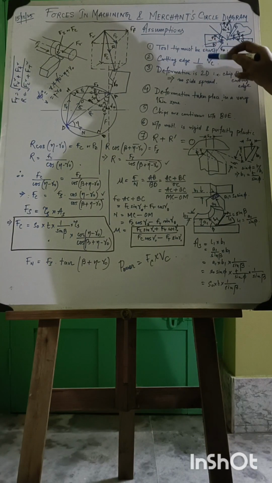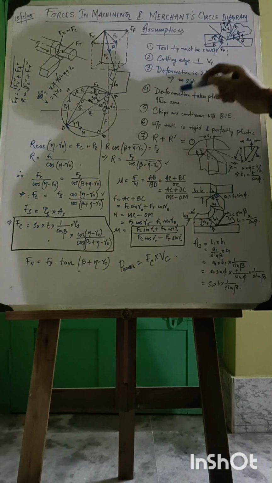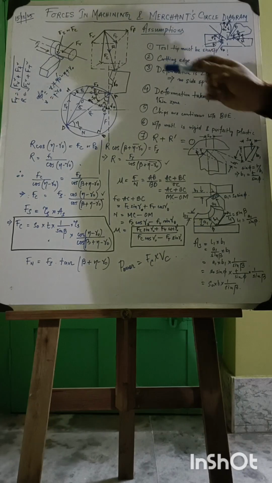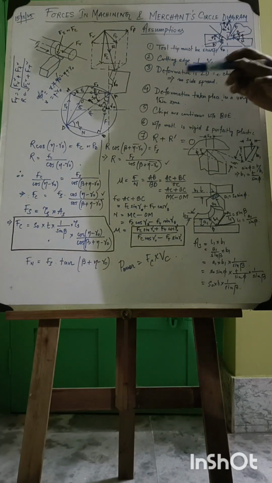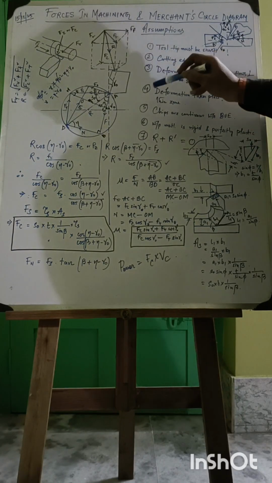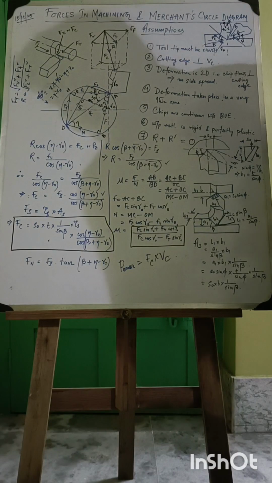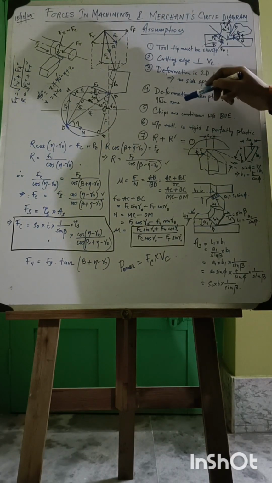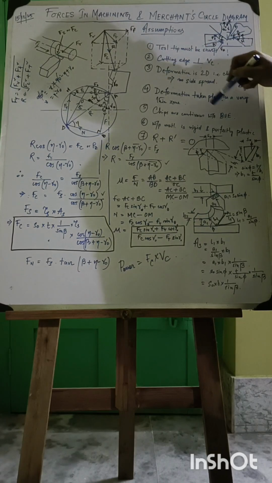Two, the cutting edge must be perpendicular to the cutting velocity vector. Three, deformation is 2D, that is, the chip flows perpendicular to the cutting edge, there is no side spread. And this means that it follows orthogonal cutting operation only. Fourth, deformation takes place in a very thin zone. Actually, it is a shear zone instead of a shear plane. So here it is considered as a single shear plane theory.